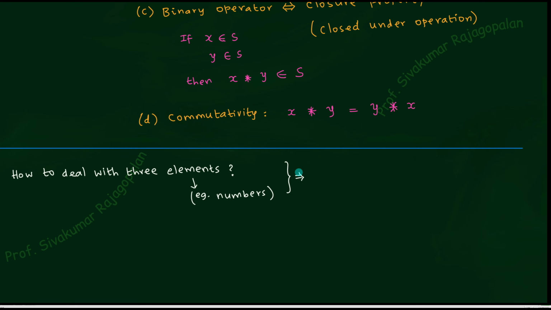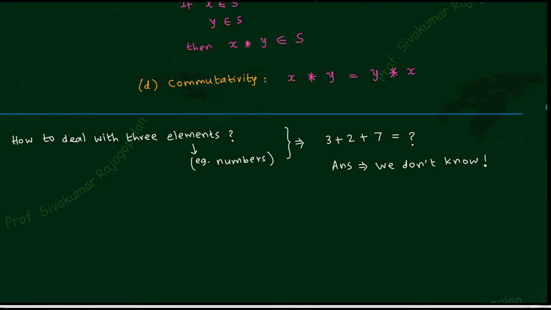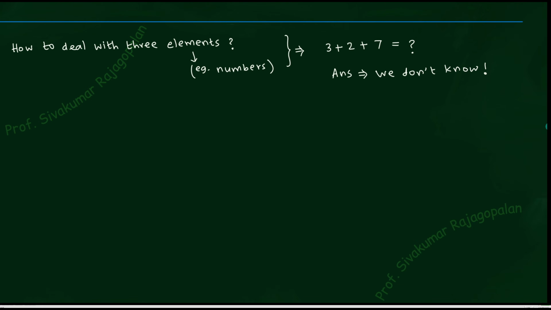So as an example, if three elements are there, consider adding something like 3, 2 and 7. A simple question is given: 3 plus 2 plus 7, how much? Carefully you have to see what the answer is. The literal answer is that we do not know how to add. This is the real answer. We do not know how to add three numbers at a time. Remember what we are doing: we know how to add, but addition is not three at a time. That's a point to be noted.